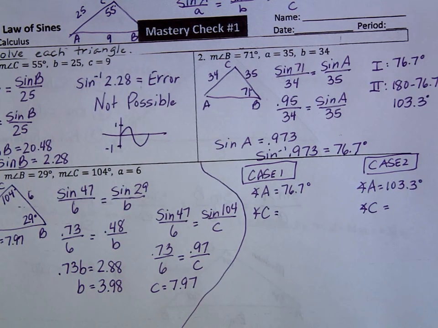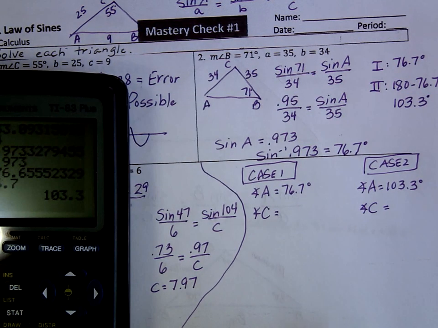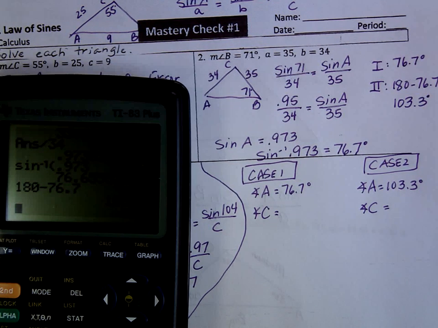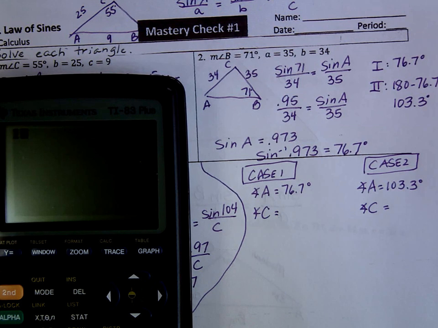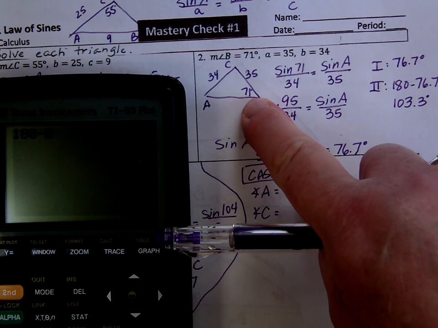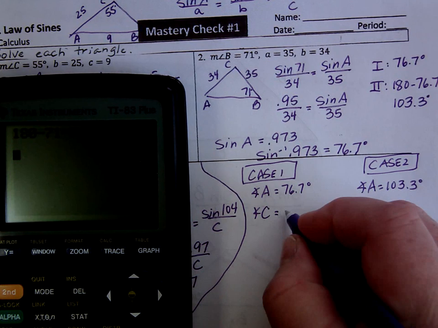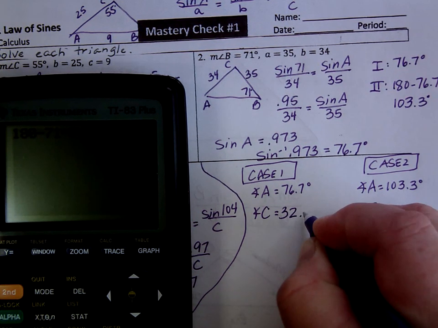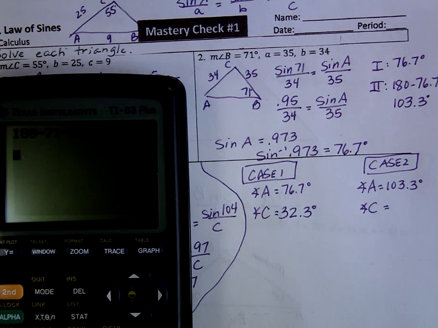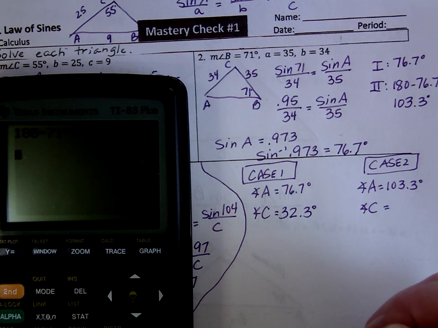Now if I have a triangle and my triangle has to add up to 180 degrees, let's see what we got here. I'm going to clear this. I have 180, I have 71 already in my triangle, and I'm guessing that angle A is 76.7. So I take those values and I subtract them away. That leaves me angle C in this case is 32.3 degrees.